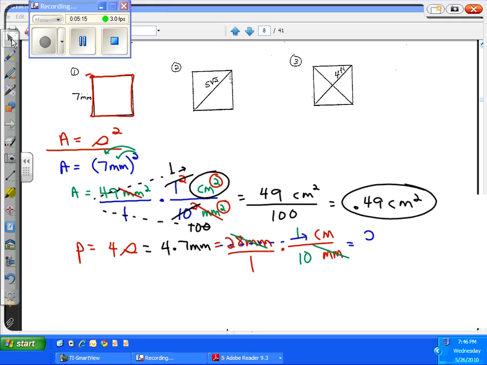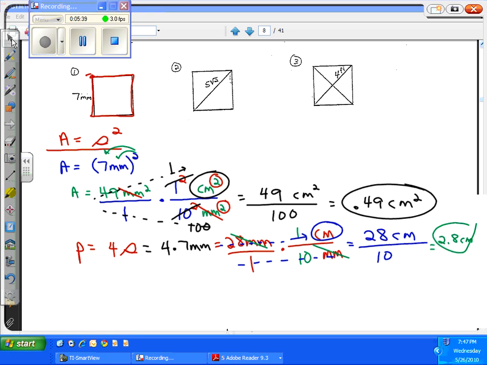28 times 1 is 28, and we gain the name centi. 1 times 10 is 10. If you divide by 10, you're going to have 2.8 centimeters. Any questions on number 1?